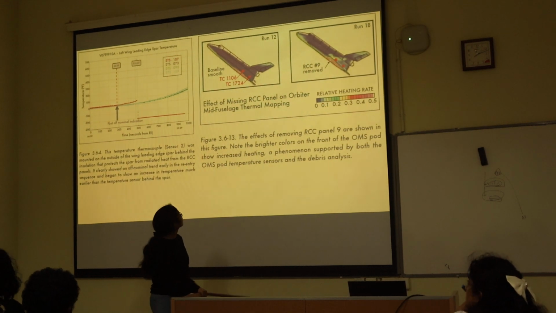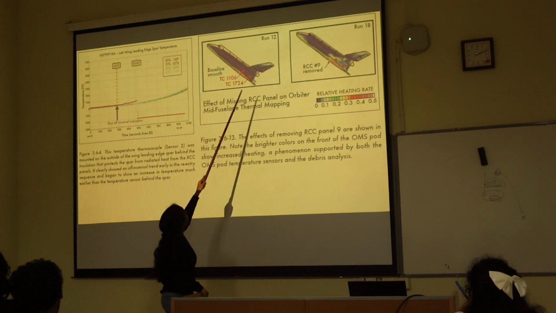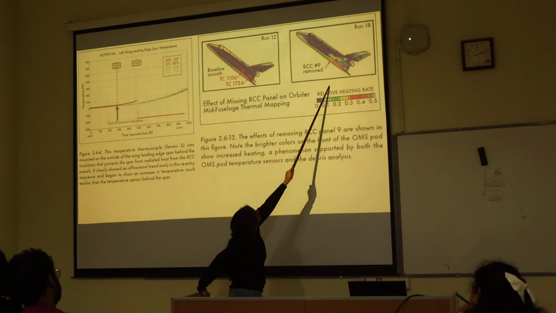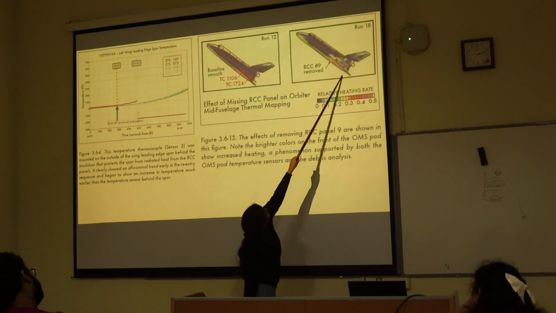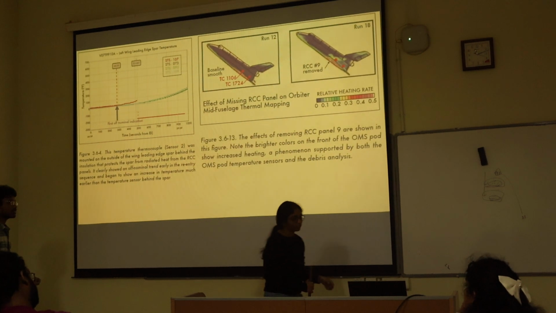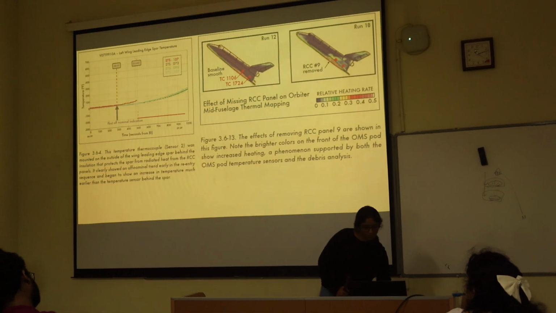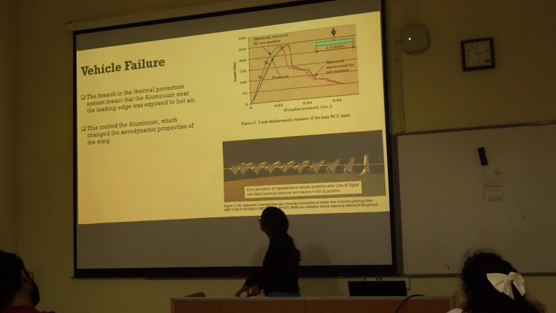Like what happens if RCC is not there? Yeah. So as we can see here, the relative heating rate is higher than when RCC is not here. RCC is removed here. So that's fine.